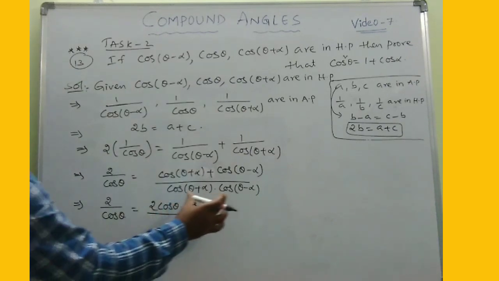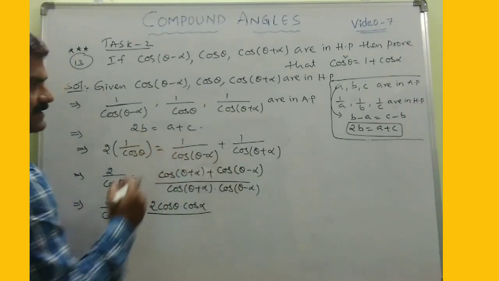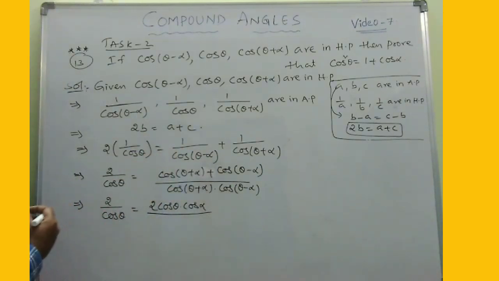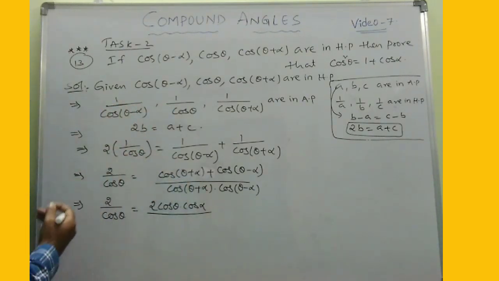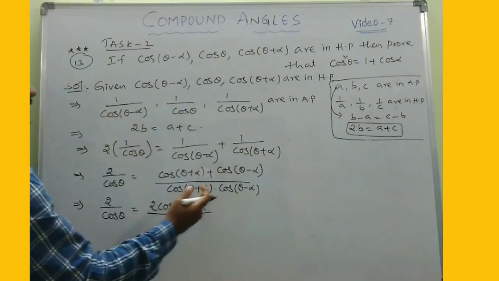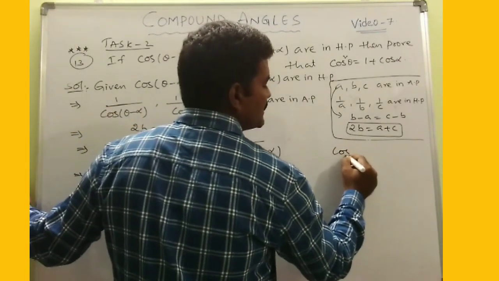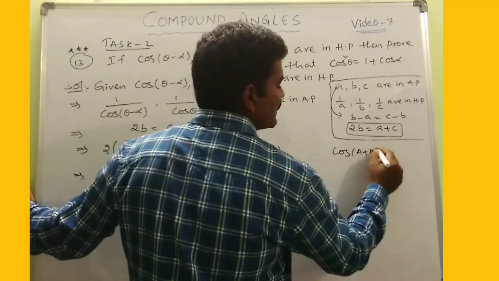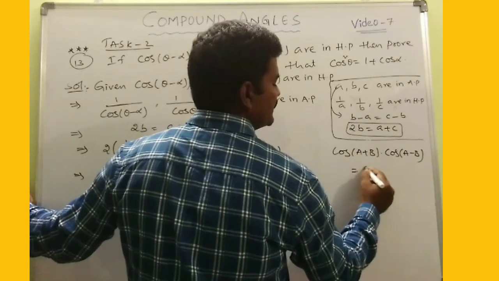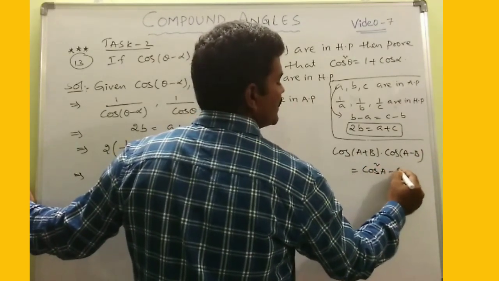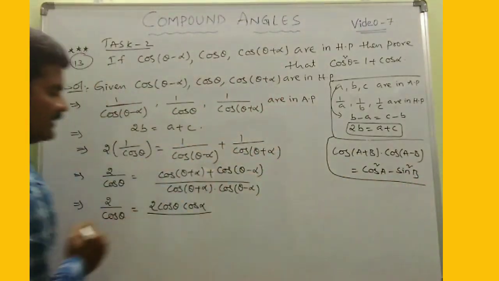And you know, my dear, denominator is just like cos of A plus B into cos of A minus B. See how many concepts here regarding arithmetic progression and regarding cos of A plus B plus cos of A minus B, and now cos of A plus B into cos of A minus B. What is the formula for cos of A plus B into cos of A minus B? Cos of A plus B into cos of A minus B is nothing but cos square A minus sin square B. So this is the formula we are going to apply now.